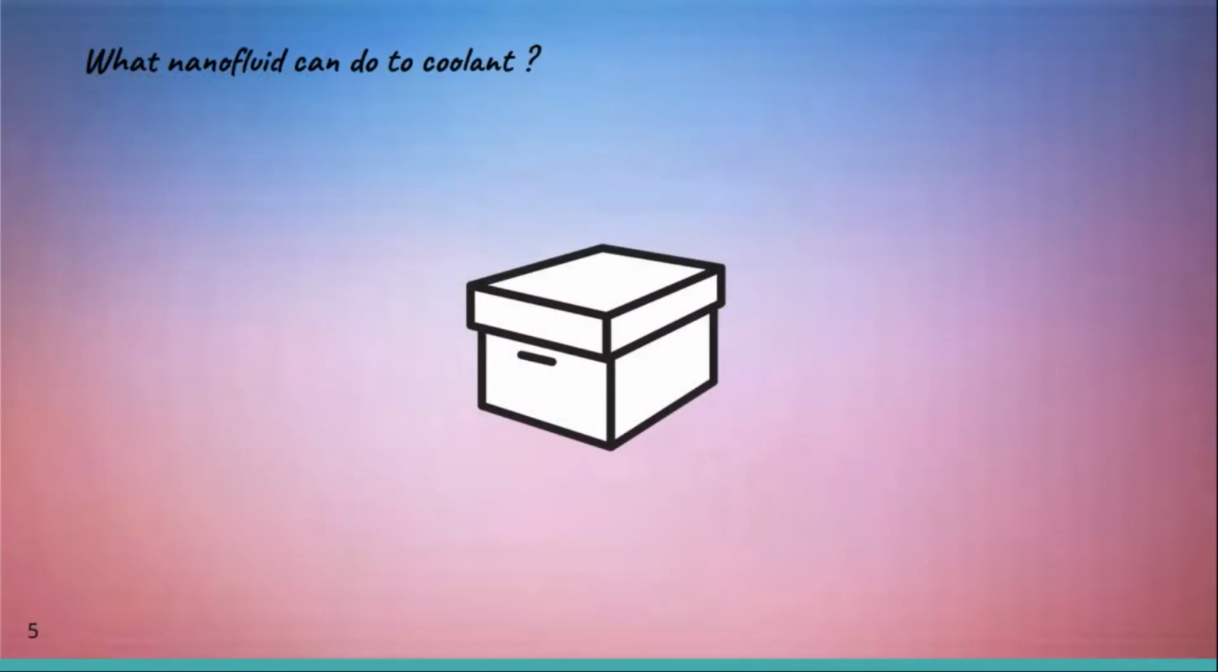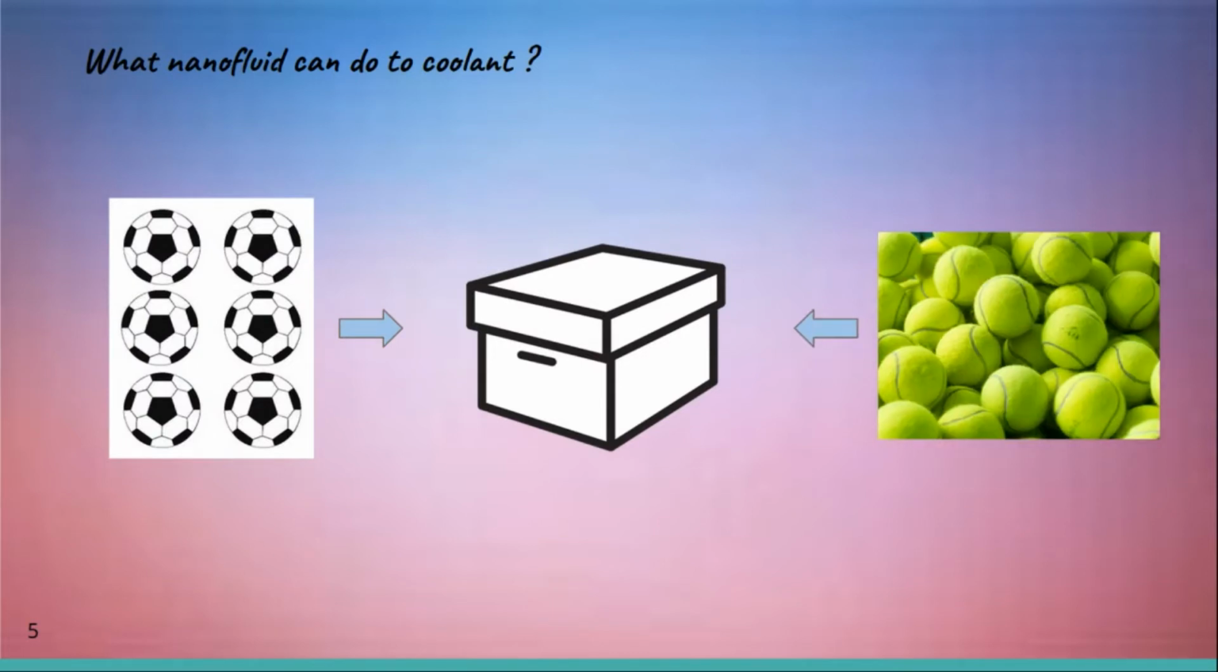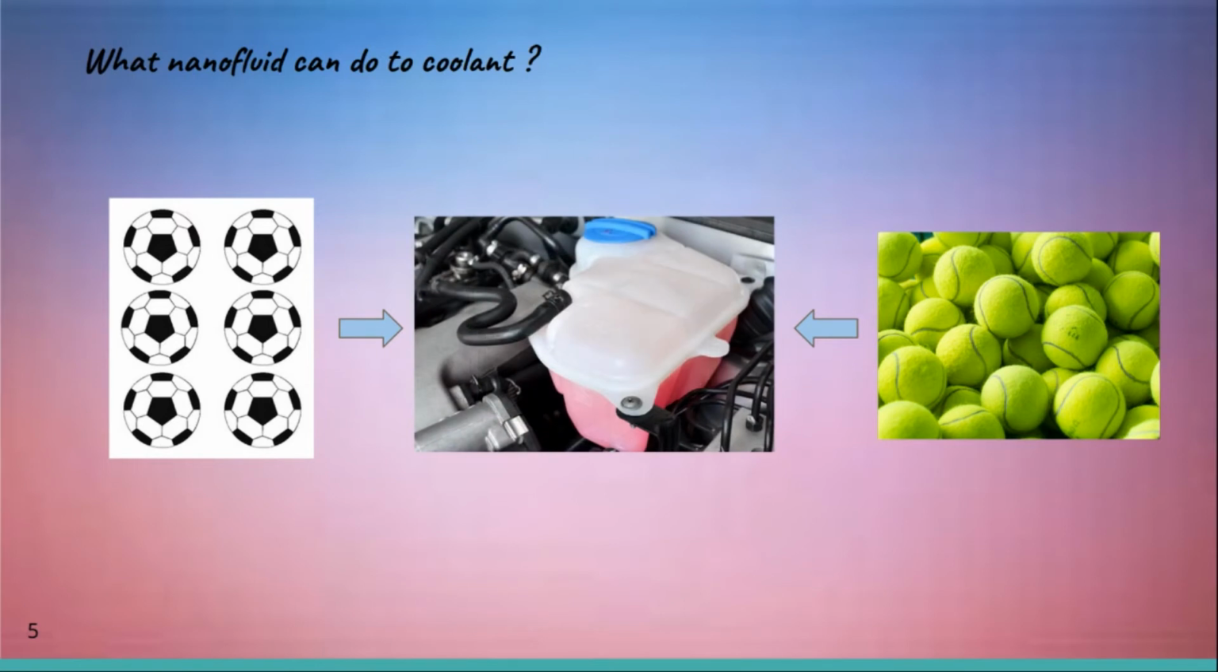Generally, larger particles occupy a larger space. Imagine a box can fill up to 6 soccer balls. Now, you change to fill the box with tennis balls. For sure, you can fill more than 6 tennis balls, right? Suppose I replace the particles in coolant with nanoparticles for the same volume of coolant. In that case, I can have more particles inside it.